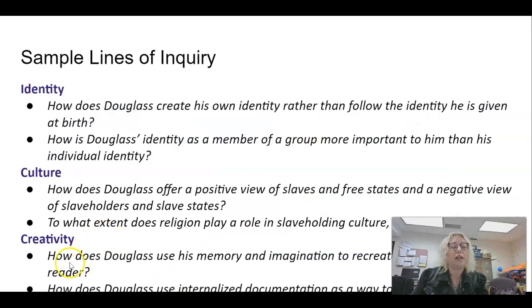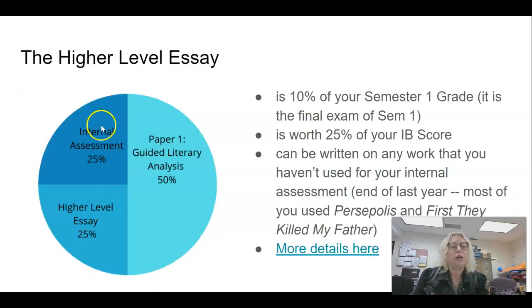This is your higher level essay. Here is what you did last year as an 11th grader, the internal assessment. And then here is that exam that we have to do in May. It can be written on any work, the one that you submit to IB, that you haven't used for your internal assessment. So most of you did Persepolis and First They Killed My Father for your internal assessment, so you wouldn't be able to do that. But you really could do any other text you want.